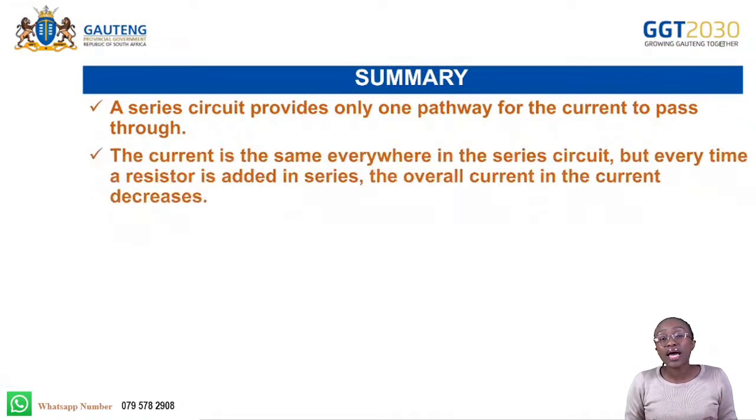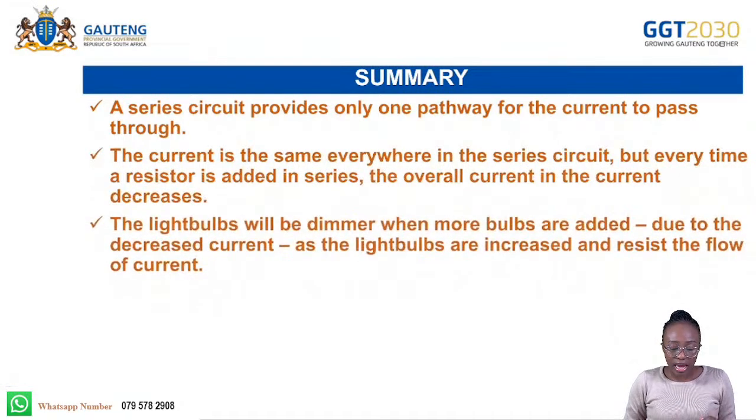But each time we add a resistor in a series circuit, the overall current is affected, because the current is the same everywhere. And the light bulbs will become dimmer when we add more. When we add more light bulbs to a series circuit, they will become dimmer. Why? Due to the decreased current.